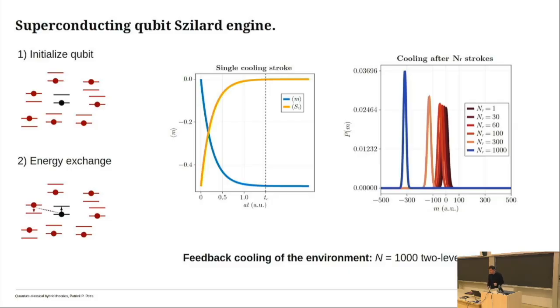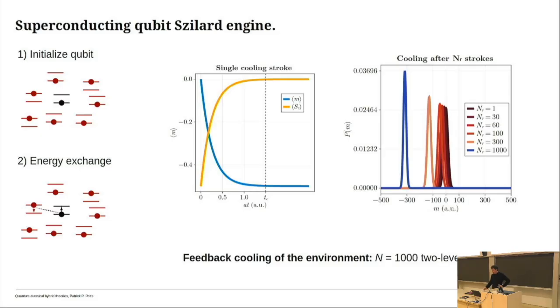And with the EMME, we can now do some calculations, and this is what we find. So in a single one of these cooling strokes, we initialize the system in the ground state, and it goes to a maximally mixed state. We start here, the environment in a high temperature state, so its magnetization is 0, and it goes to -1/2. And this is exactly because there is a probability of 1/2 that we actually de-excited the two-level system, so the magnetization goes down by 1/2.